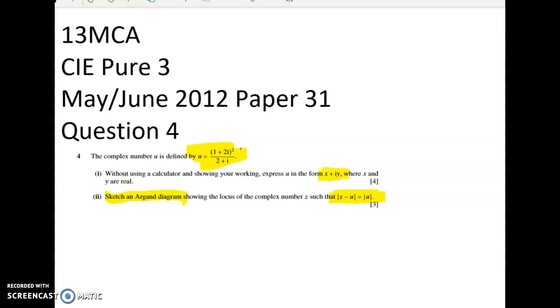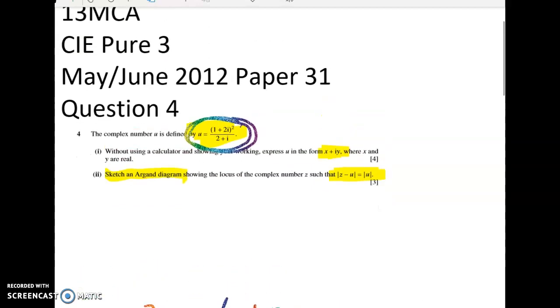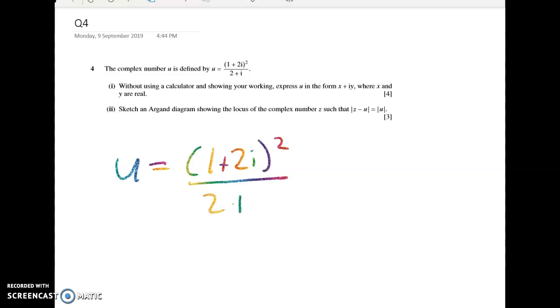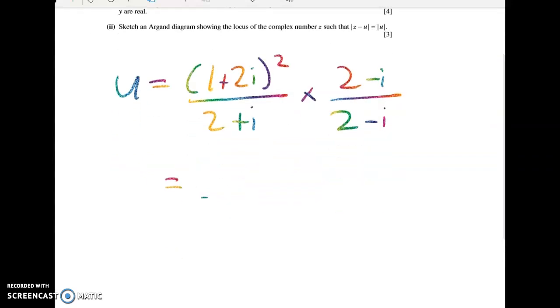Of course, when we start looking at this, we know that we have to multiply by the conjugate. So I'm going to do that now. So u is equal to (1 plus 2i) squared over 2 plus i. You could start by expanding the numerator, but I didn't. I started like this. So let's look first of all at the denominator. As usual, we're going to get 4 plus 1.